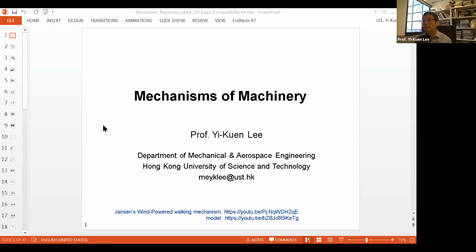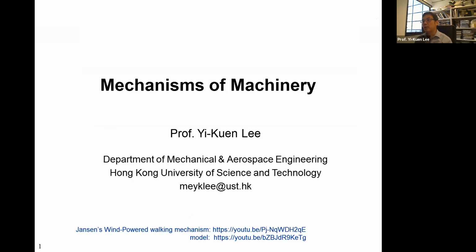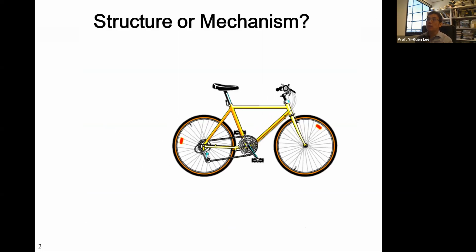So here I will try to talk about another important thing. It is the mechanism of machinery. Okay, so this is another, I think, quite interesting and important topic. So what is a mechanism? Mechanism of machinery.